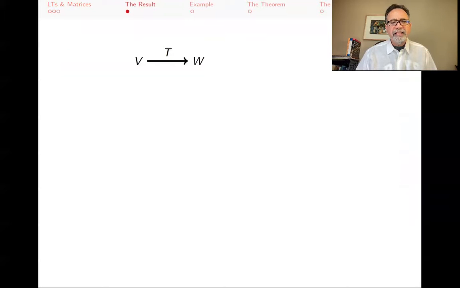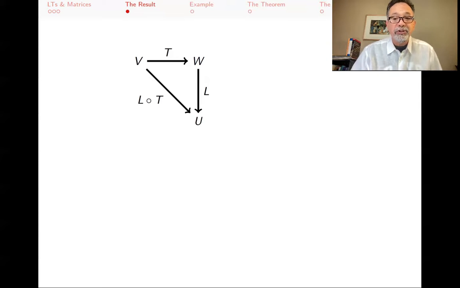Okay. Now let's talk about the result that we want of this video. So T is a linear transformation from the vector space V to the vector space W. L is also a linear transformation from W to U. When you have a linear transformation from V to W and one from W to U, you have an irresistible urge to compose them. And the composition, that means do T then L, we have been calling L circle T. L circle T means do T first and then L, and that's a linear transformation from V to U.